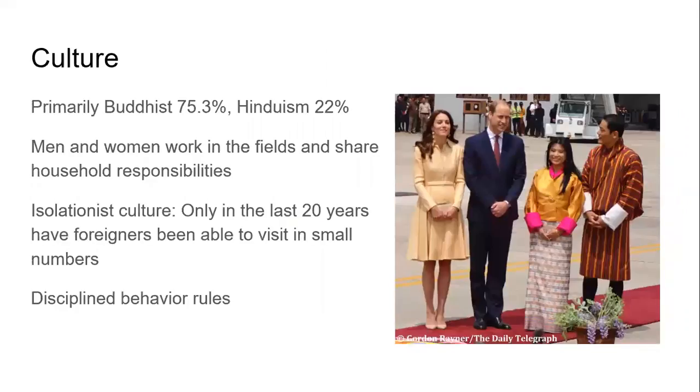The culture is primarily Buddhist and Hinduism. Men and women work in the fields, and they share the same household responsibilities. Isolation is culture. So only in the last 20 years have foreigners been able to even come visit, and there is a very strict discipline and behavior expectation.